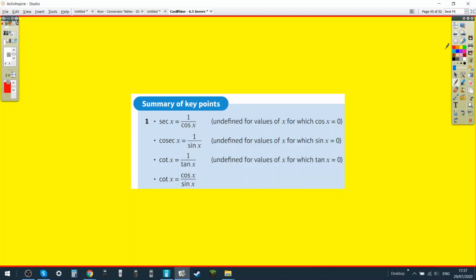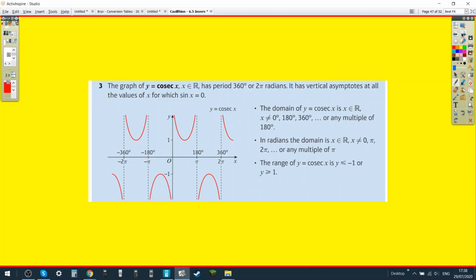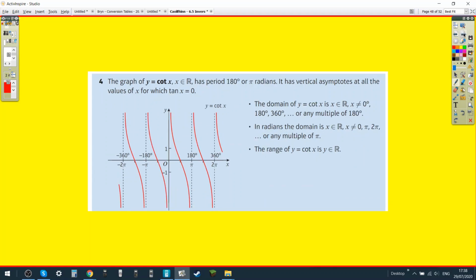Hey, that's the end of it. Okay, so summary of key points. Third letter is that thing. Okay. Cot, so tan is sine over cos. Cot is cos over sine. Learn these graphs, or calculator, preferably learn. So that's 1 over cos. That's 1 over sine. That's 1 over tan.